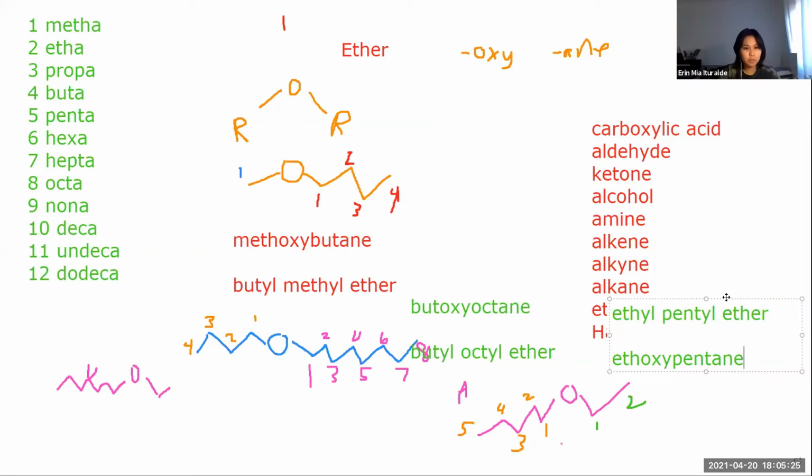Are we putting the smaller number in front? Yeah, because remember, the last name always goes to the longest chain, right? So the longer chain is more important in this case. The 5-carbon chain is more important than the 2-carbon chain, so you always want to put that last. That's why we always count to figure out who has the longer chain. Does that make sense? Yes.